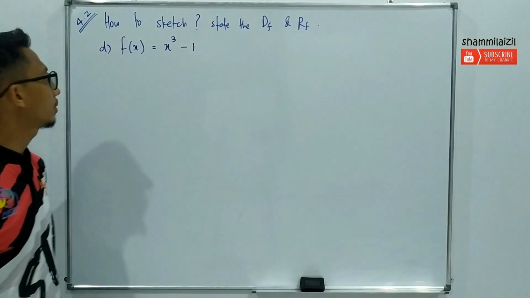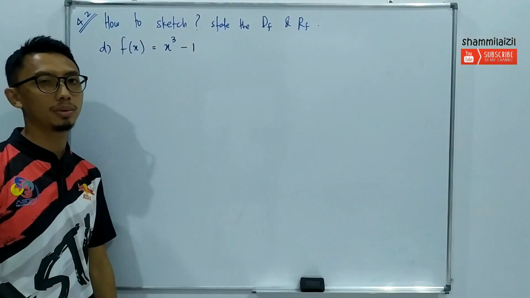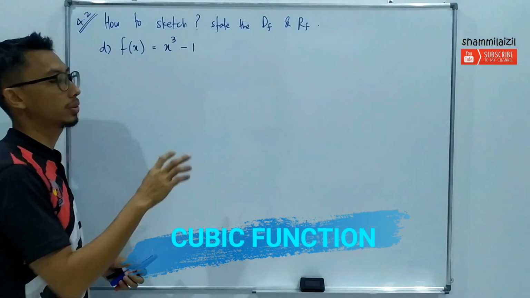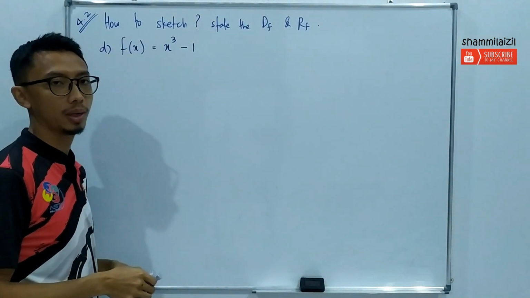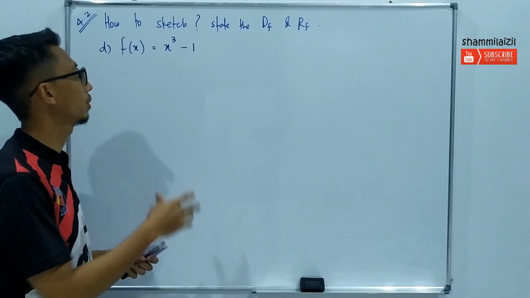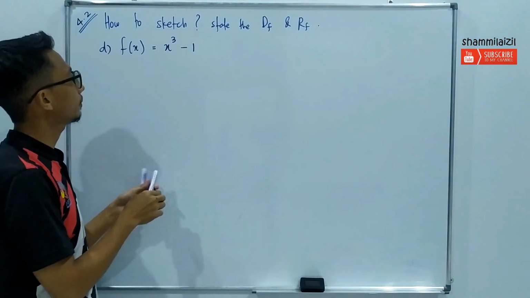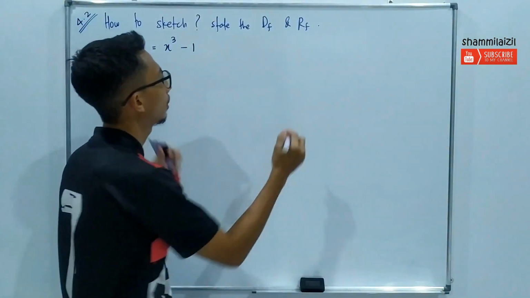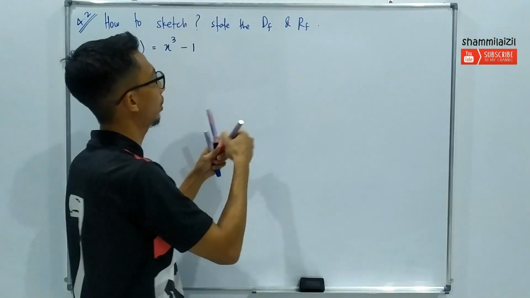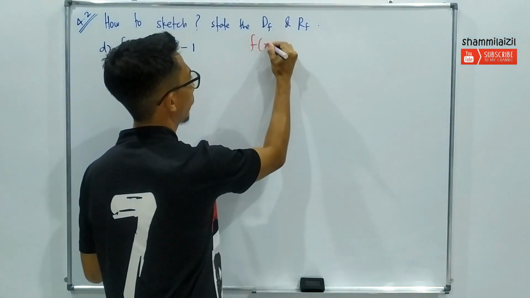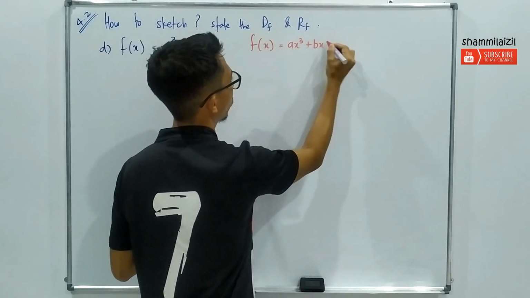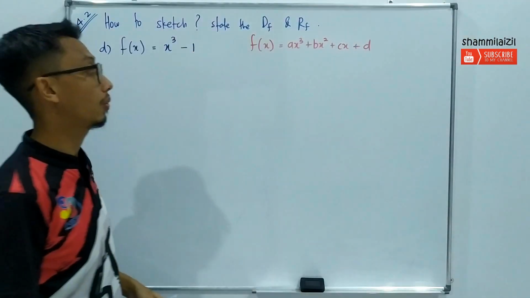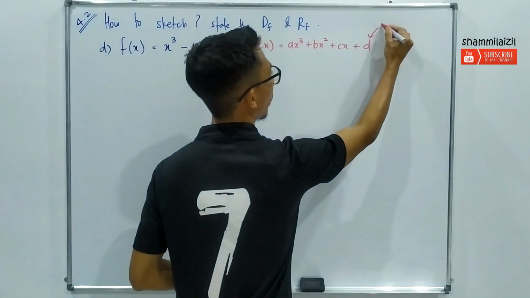Alright guys, moving on to part D. Still sketching and finding the domain and range, for the cubic function. Alright. I forgot to tell you about the basic shape of the cubic function in the notes. So let's focus on the whiteboard here. So the cubic function actually has 4 shapes. Okay, so this is the basic equation of a cubic function. f(x) in the form of ax cubed plus bx squared plus cx plus d, where this one is going to be your y-intercept.